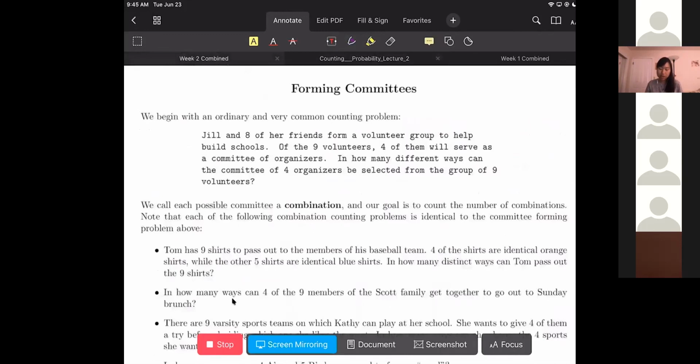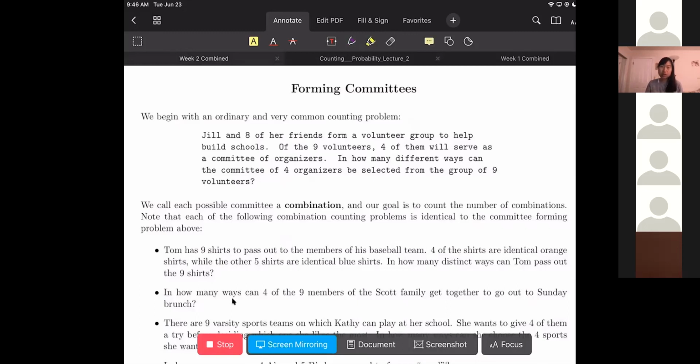So Jill and 8 of her friends form a volunteer group to help build schools. Of the 9 volunteers, 4 of them will serve as a committee of organizers. And how many different ways can the committee of 4 organizers be selected from the group of 9 volunteers?